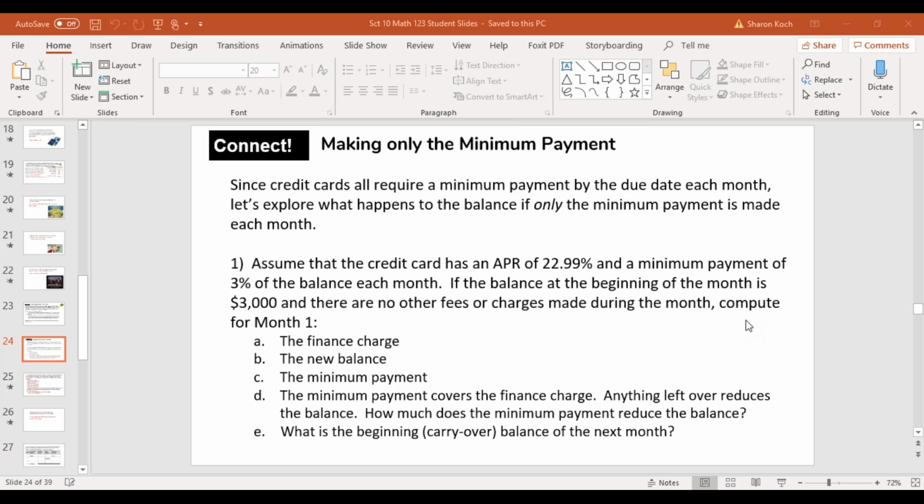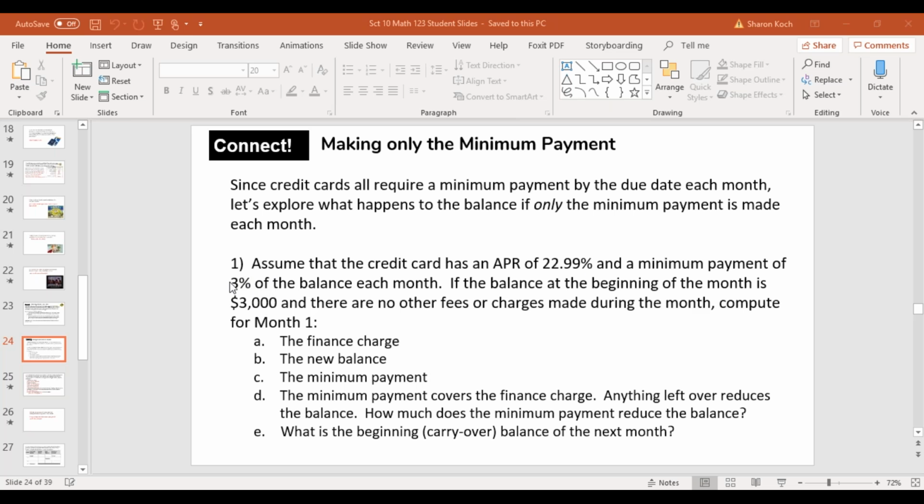So it says, assume that the credit card has that 22.99% APR and the minimum payment of 3% of the balance each month. If the balance at the beginning of the month is $3,000 and there are no other fees or charges made during the month, can we compute what the charges are going to be for month one? Okay, so here's what we're going to be computing here. Remember, new APR rate, new balance, new minimum payment.